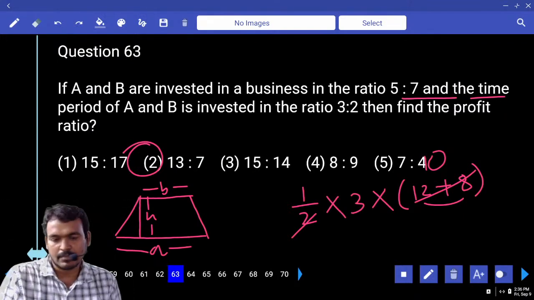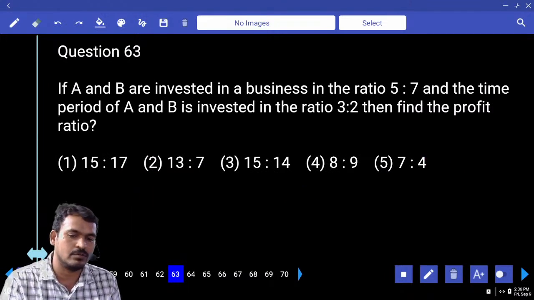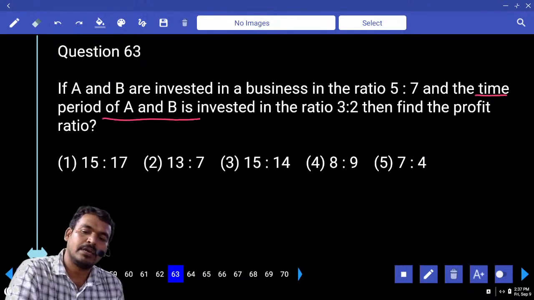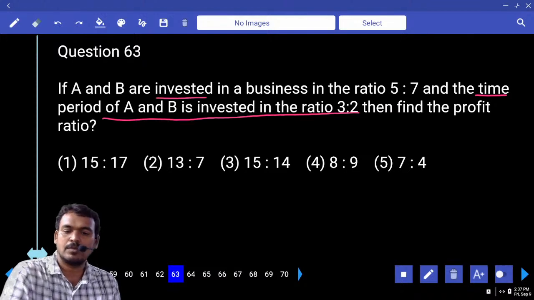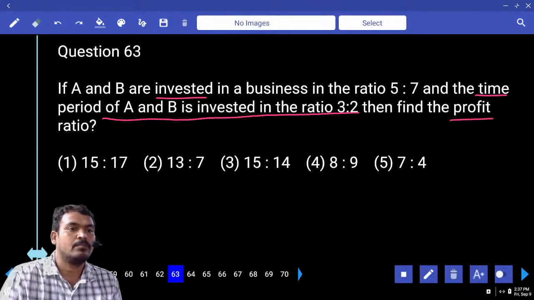Number 63. A and B invested in a business in the ratio of which one? 5:7. The time period of A and B invested is in the ratio of which one? 3:2. One is the investment ratio, another one is the time ratio, given. Required which one? Profits ratio.